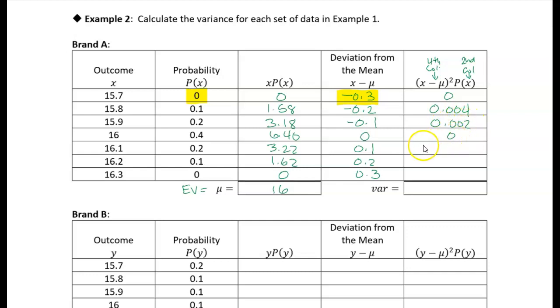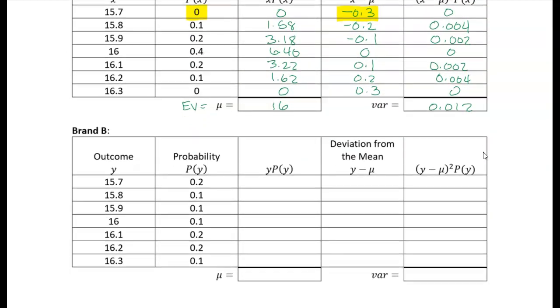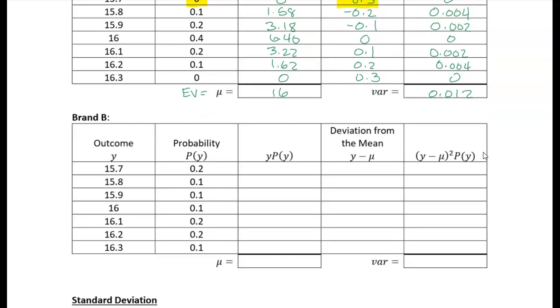0.02, this one's 0, this one's 0.002, 0.004, and 0 again. And then I'm going to add those up, and what I end up with is 0.012. That is the variance. It's the probability weighted average of the squares of the deviations from the mean. That's all there is to it. It's just accounting now. We're just working with columns of numbers and doing some accounting here.